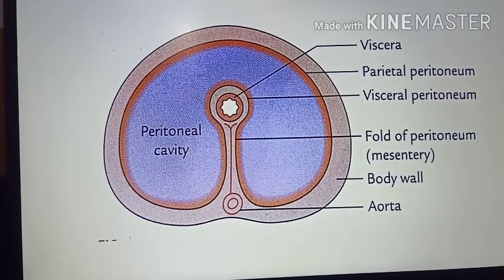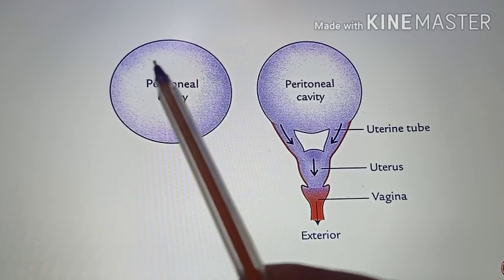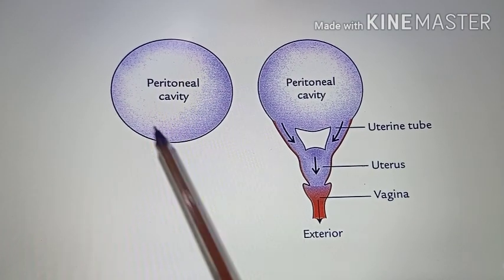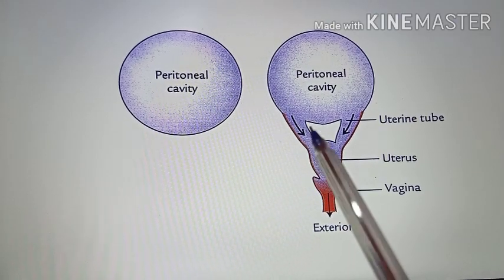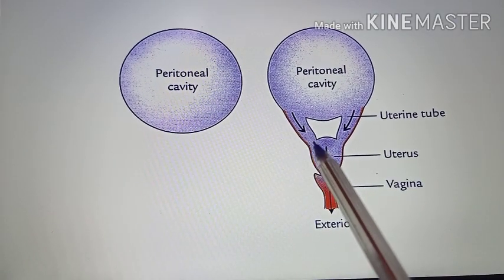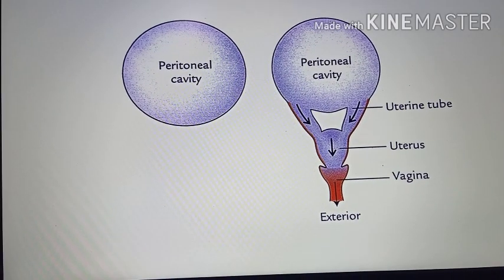peritoneal cavity. This picture is showing, in males you can see the peritoneal cavity is a closed cavity, whereas in females you can see it is communicating with the exterior through the uterine tubes, uterus and vagina. This is just the diagrammatic presentation.